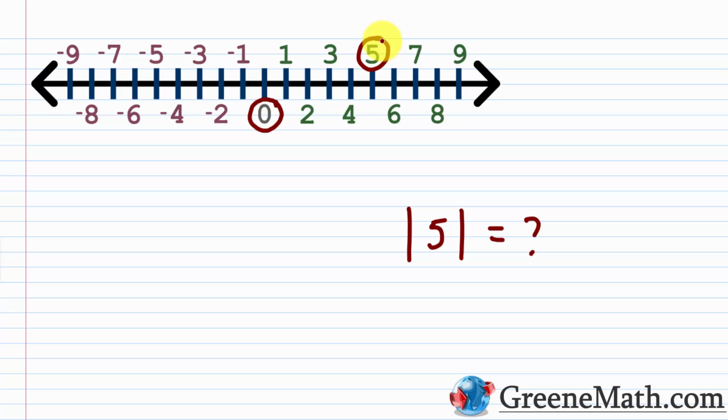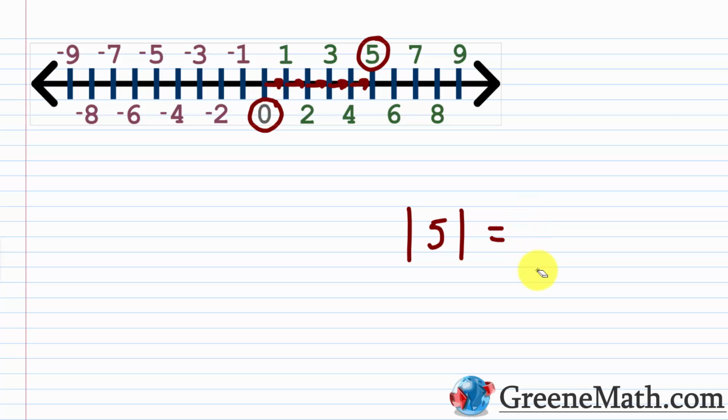We know with any positive number, it's just the number, right? So 5 would be 5 units away from 0, and we can show that it's 1, 2, 3, 4, 5. And it doesn't matter that I started at 0 and went to 5. I could start at 5 and go to 0. We're not measuring anything to do with direction. We're measuring the distance, okay? That's what we're focused on.